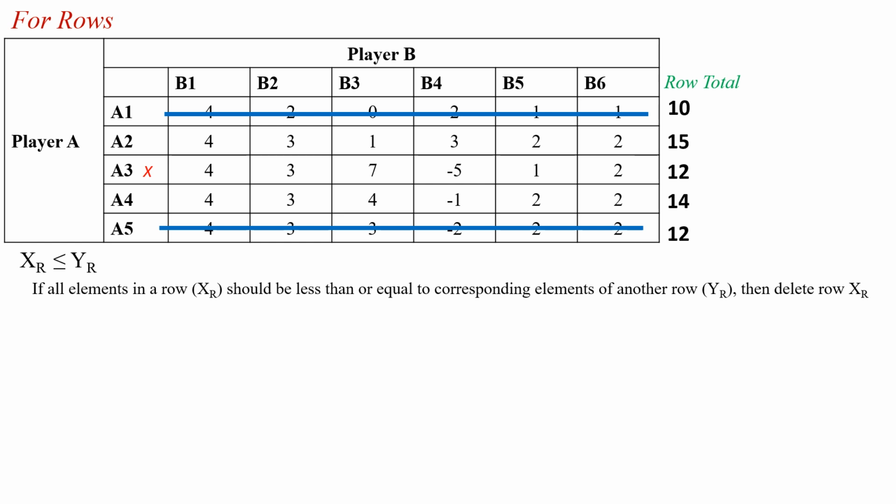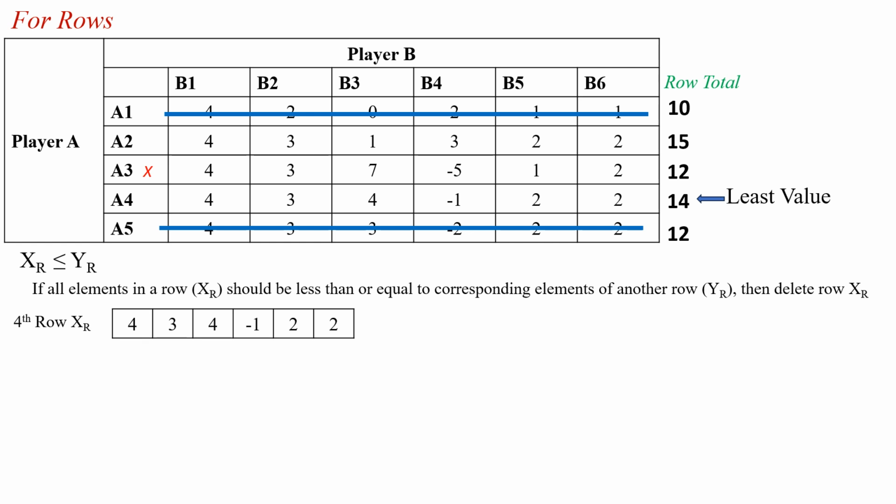Next, apply the dominance rule for the fourth and second rows. First, apply the dominance rule for the fourth row and compare the fourth row elements with the second row and third row elements. First, compare the fourth row elements with the second row elements, that is 4 equal to the 4 and 3 equal to the 3, but 4 is not less than the 1 and moreover 4 is not equal to the 1. So here the dominance rule is not satisfied.